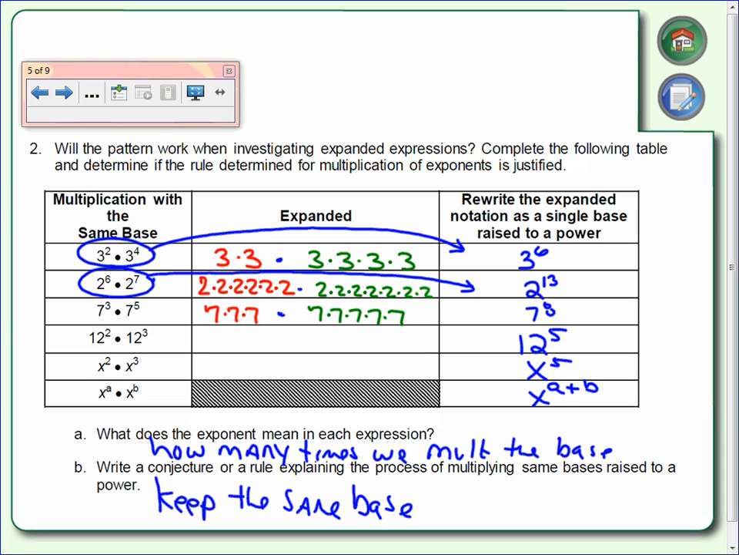Keep the same base. And what did you say to do with the exponents? Add the exponents. All right, so let's put that. Add the exponents.